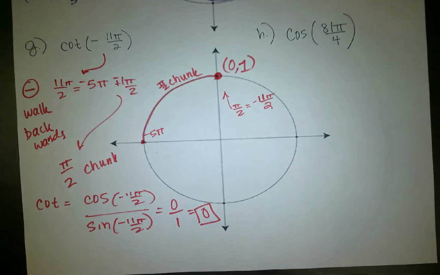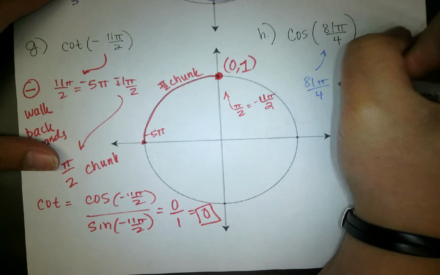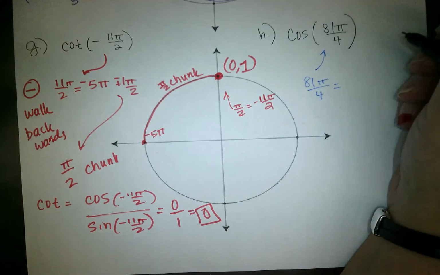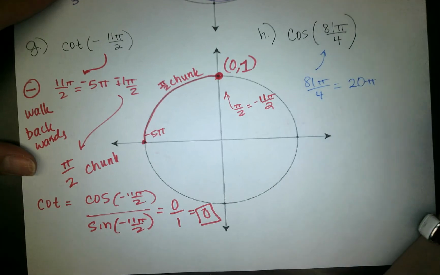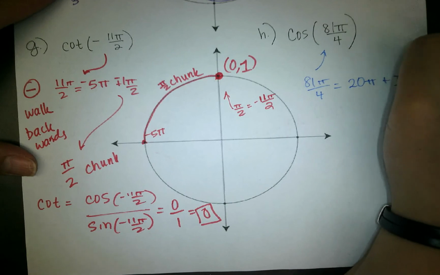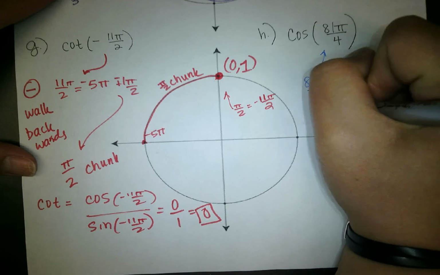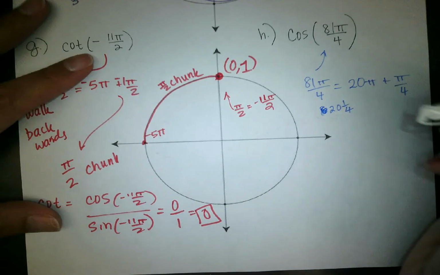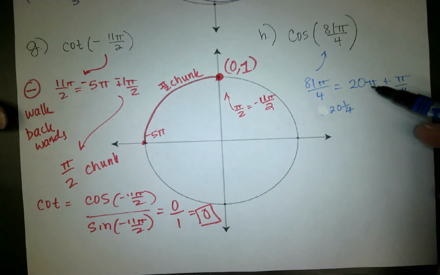I hate not having you guys to ask questions, it's irking my soul. Alright, cosine of 81 pi over 4. What's that simplify to? 4 goes into 81 how many times? 20 times, 20 pi, plus pi over 4. 81 over 4 is 20 and 1/4. So that's 20 whole pi's and a pi over 4 guy.